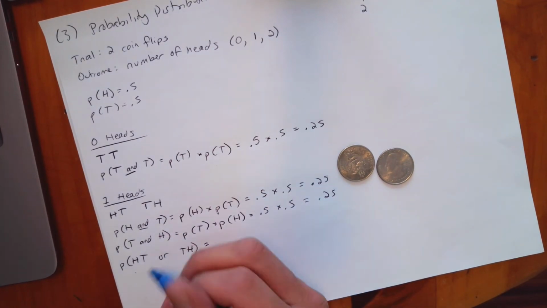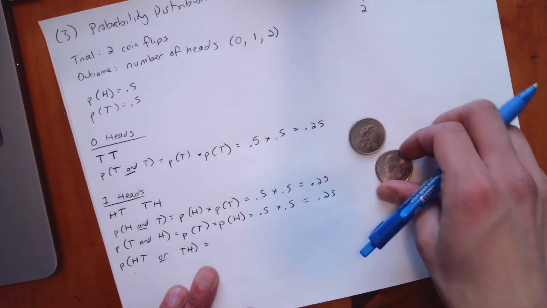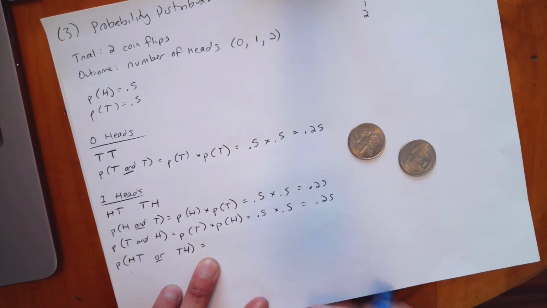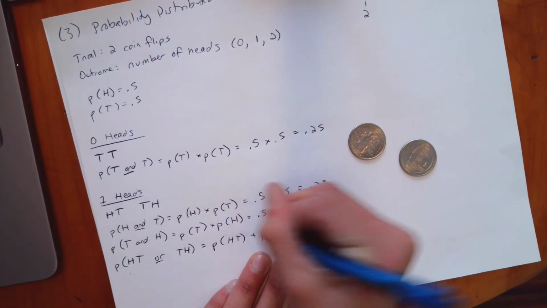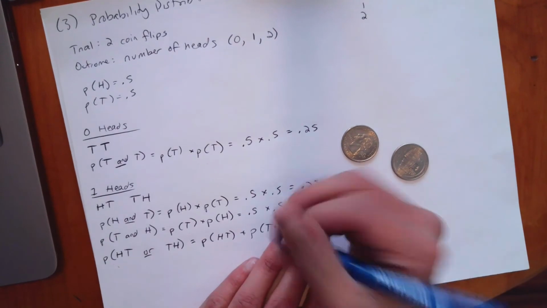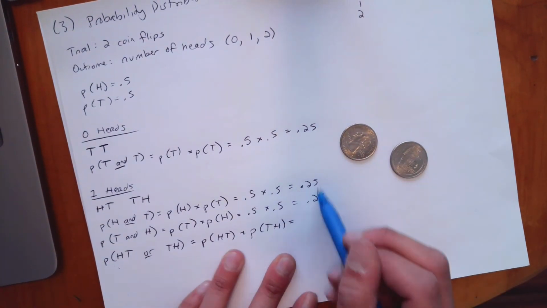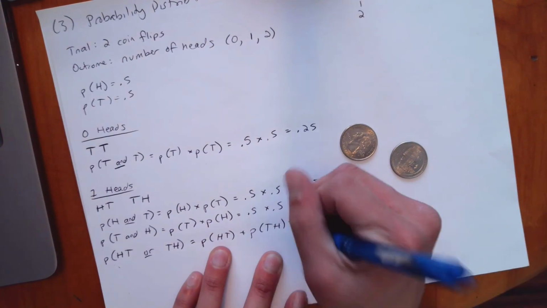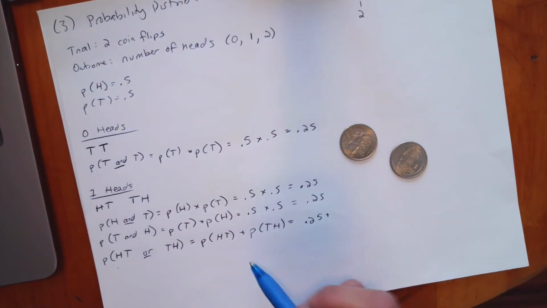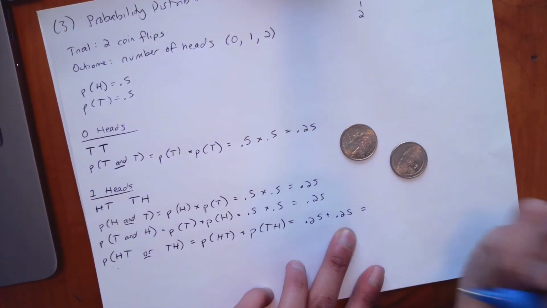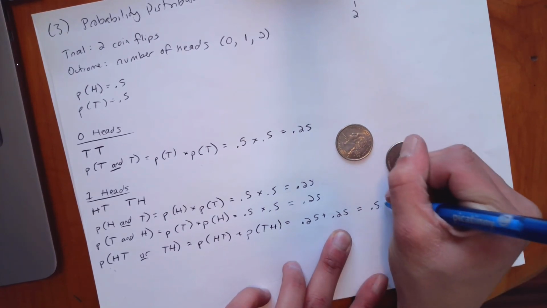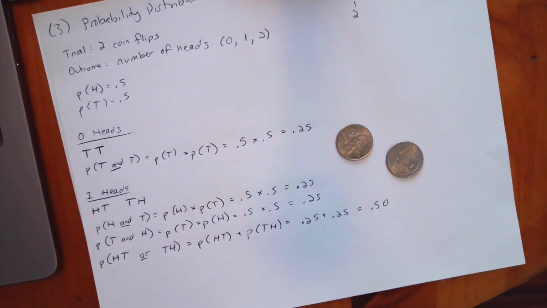So here we're asking "or": what's the probability of one outcome or another outcome? We want to use the addition rule. Specifically, the probability of getting heads first then tails, or the probability of getting tails first then heads, is going to be given by the probability of getting heads and then tails, plus the probability of getting tails and then heads. If you do this, we have 0.25 for a probability of heads then tails, and we have 0.25 for a probability of getting tails then heads. And if you add these together, you get a probability of 0.50.